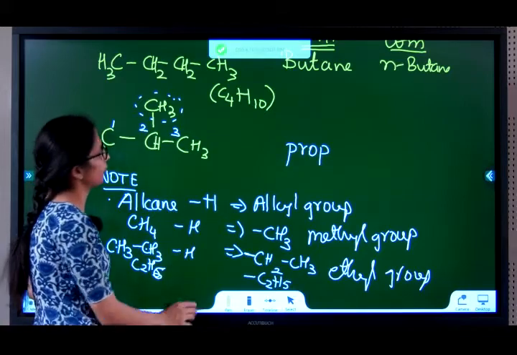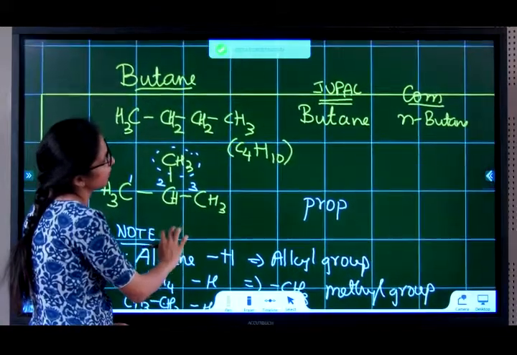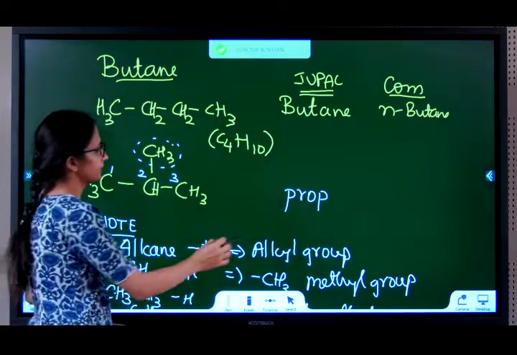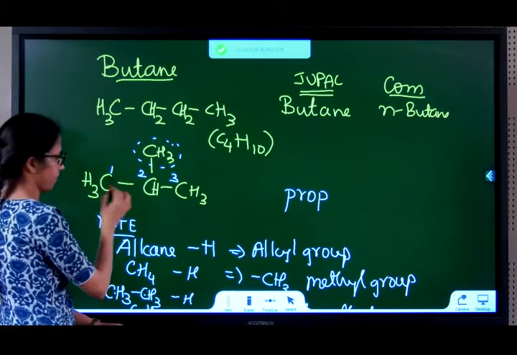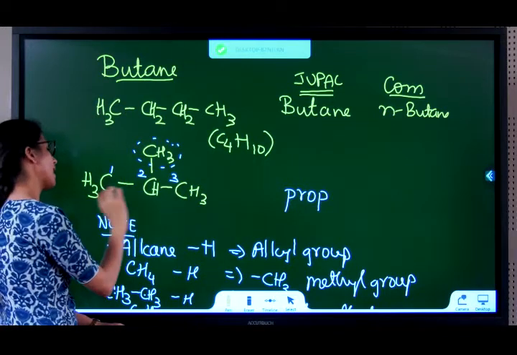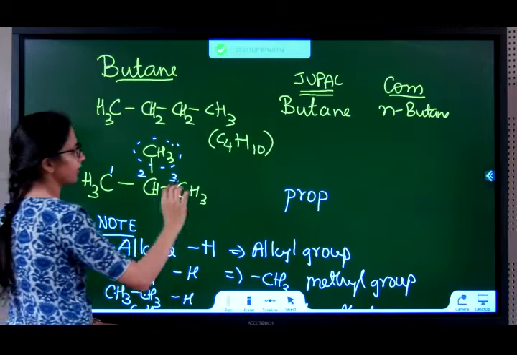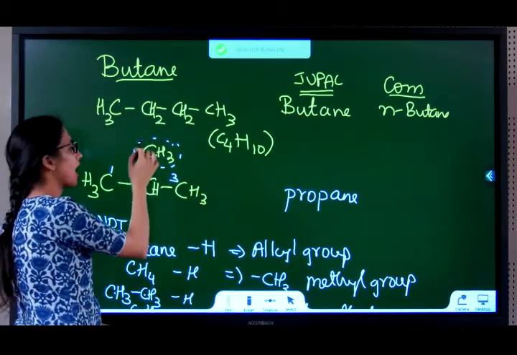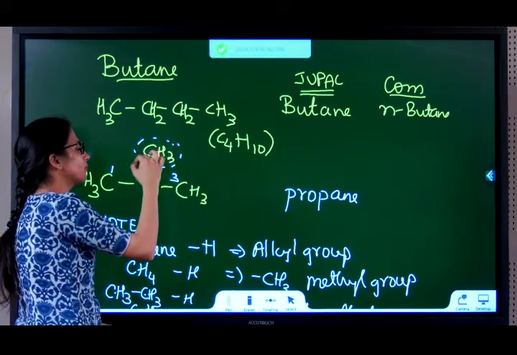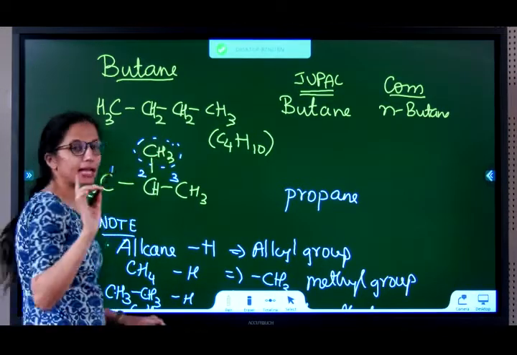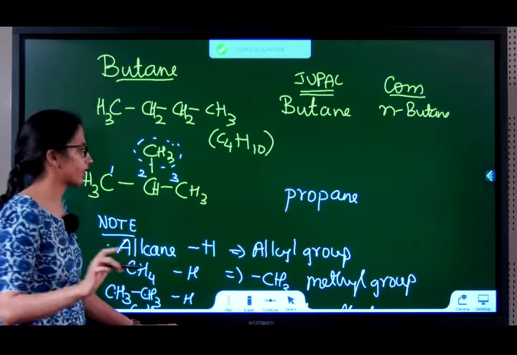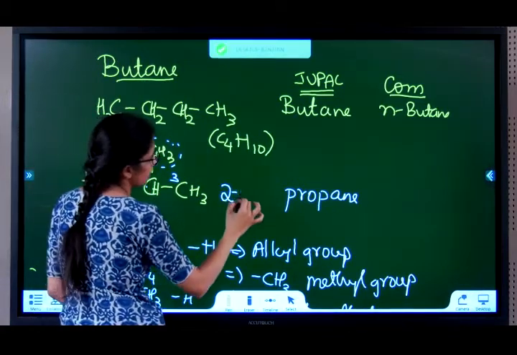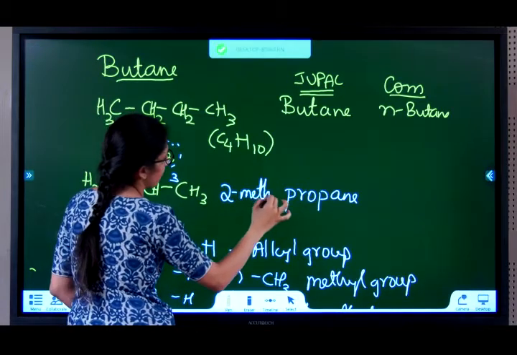Okay, till here I hope it's clear. Now come back to this compound over here. The root word is prop because the longest carbon chain has 3 carbons. All of them are single bonds, so ane. At position 2, I have an alkyl group, that is nothing but the methyl group. Methyl is prefix, alkyl groups are all prefix. So at position 2, I have methyl, and the name of this compound becomes 2-methyl propane.